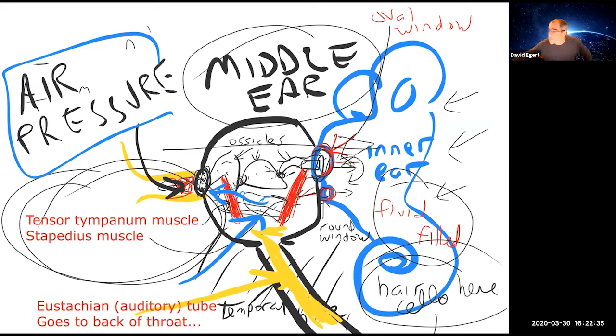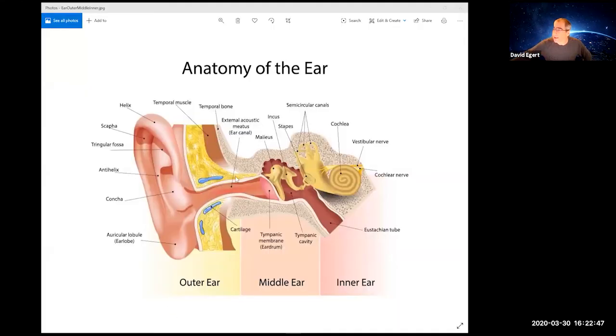In fact, I can go and share screen. Back to this picture again. Here you can see this Eustachian tube.